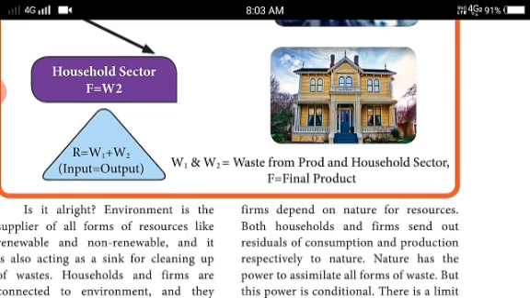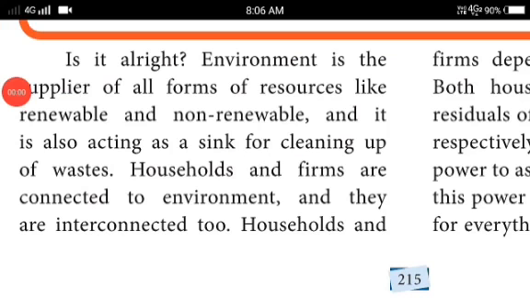What the producer is producing, they are also discharging waste, which is called W1. Discharges coming from the household sector are called W2, waste 2. Here waste 1 plus waste 2 equals R. So for final production, input equals output. We can understand the linkage of the material balance model. Through the diagram of the material balance approach and interlinkages, we understood the connection between environment and economics.